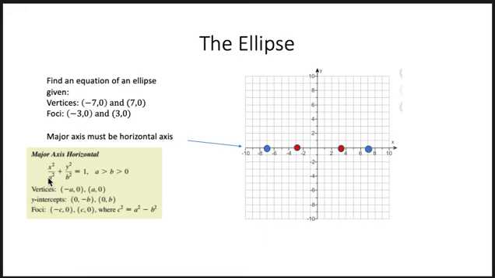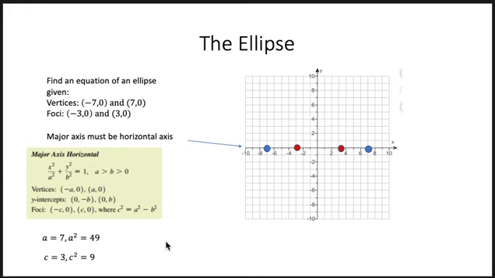So to find out what a squared, b squared, and c squared are, you're just going to use what you know. Now remember that the vertices are a, 0 and negative a, 0. So a must be 7. So if a is 7, that means a squared is 49. And we also know c. We know c has to be 3. And that means c squared is equal to 9.